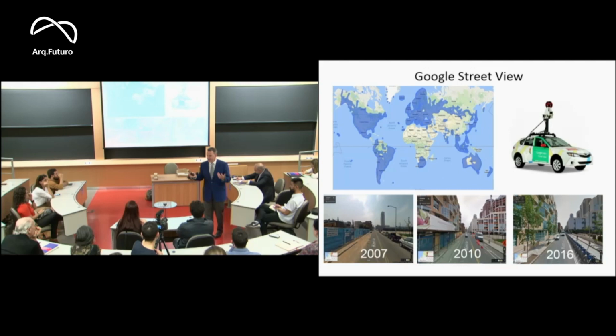But we now have Google Street View. We don't actually have it in Africa. We do have it in much of India. We do have it in much of Latin America. And what Google Street View enables us to do is to start quantifying the physical appearance of an area.